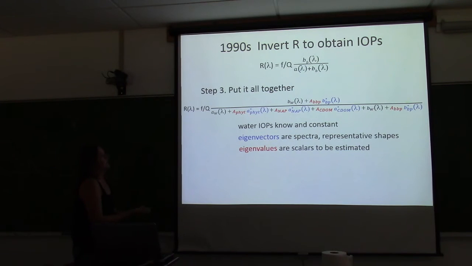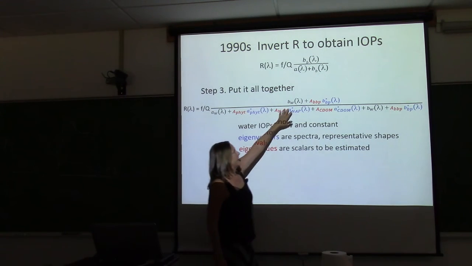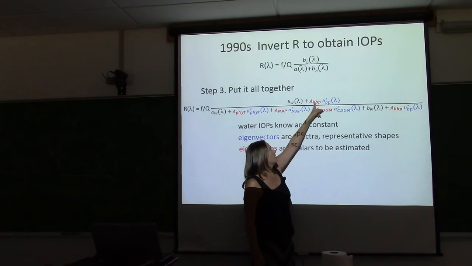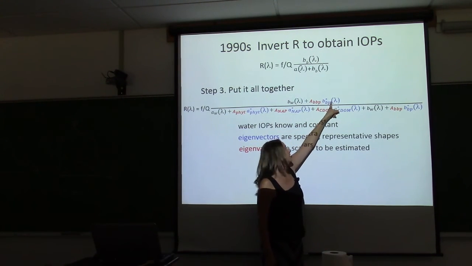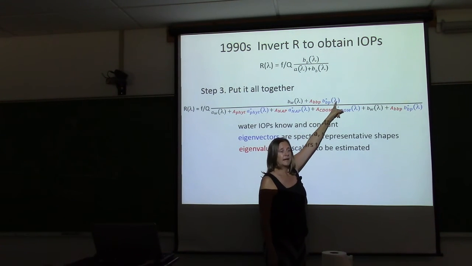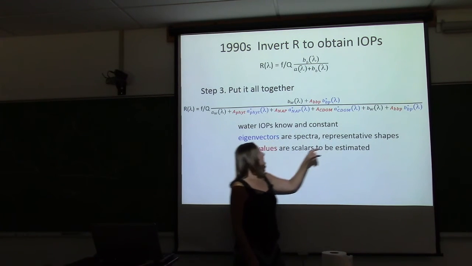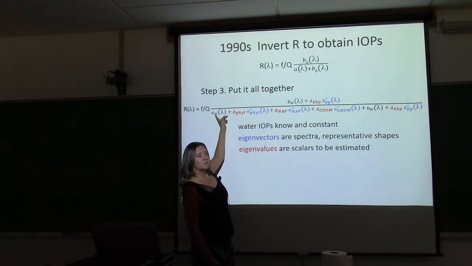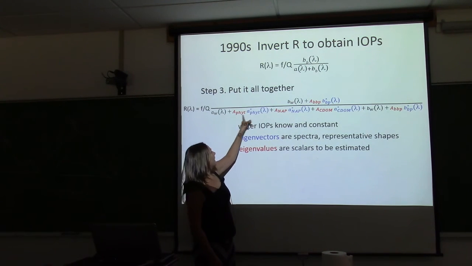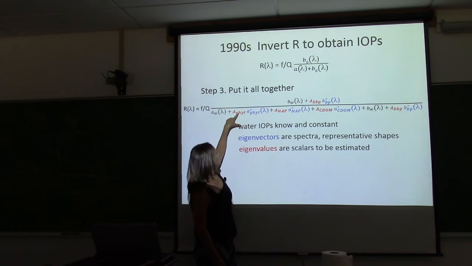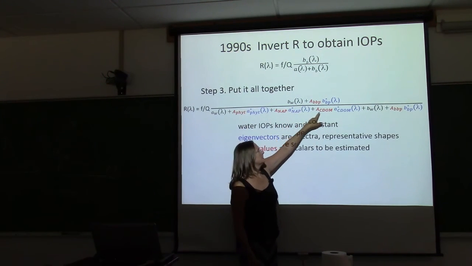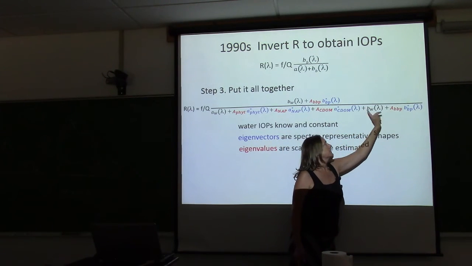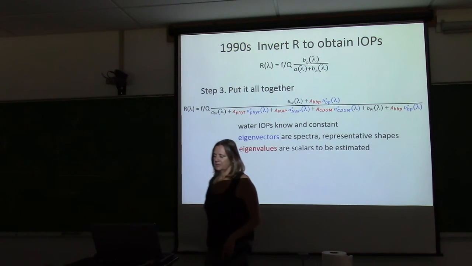We put it all together, and we have backscattering by water and some mass-specific particle scattering coefficient and a mass-specific scattering spectrum. So this is mass, and this is mass-specific scattering spectrum. We have water absorption, which is a constant. And here's your phytoplankton. Eigenvalue, eigenvector. NAP, eigenvalue, eigenvector. CDOM, eigenvalue, eigenvector. And then here's the backscattering part. So b_b over a plus b_b.